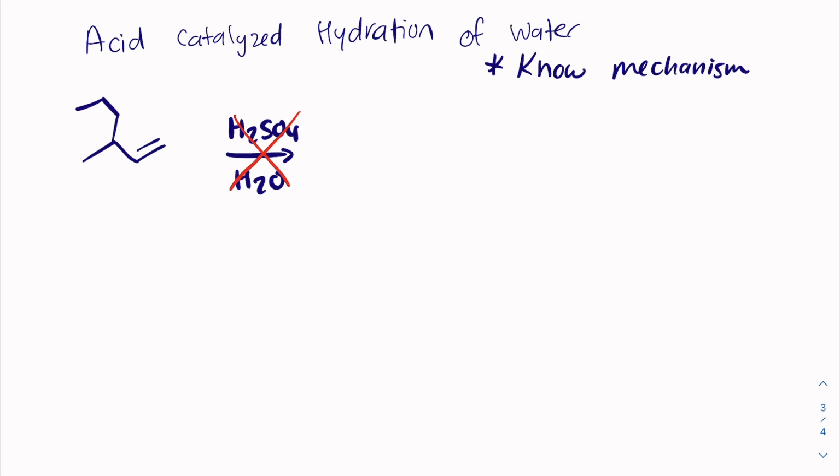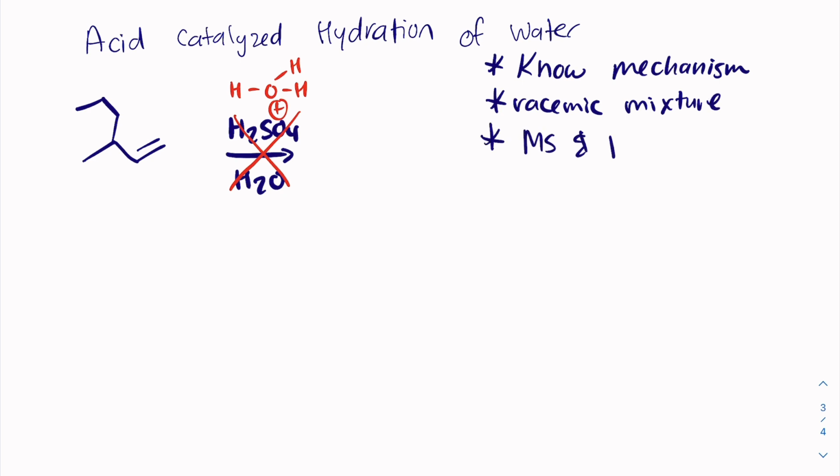Okay, so H3O plus looks like this. And with this mechanism, you're going to produce a racemic mixture, which means it's got to go flat at some point. And unfortunately, methyl shifts and hydride shifts, which hydride shifts are always favored if possible, can occur here.